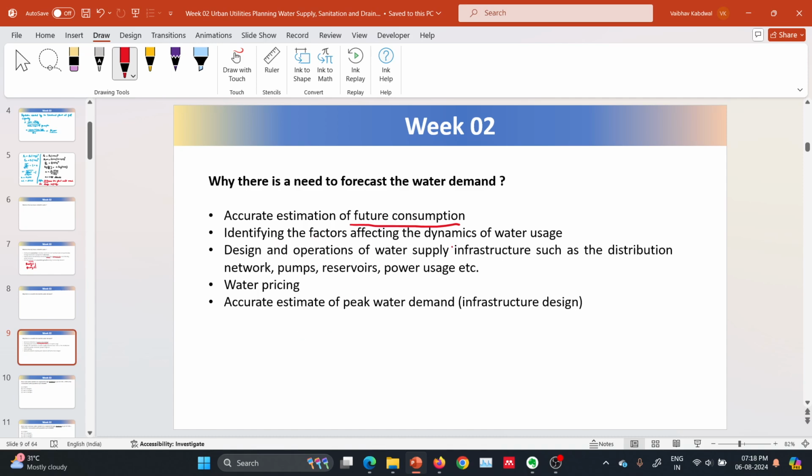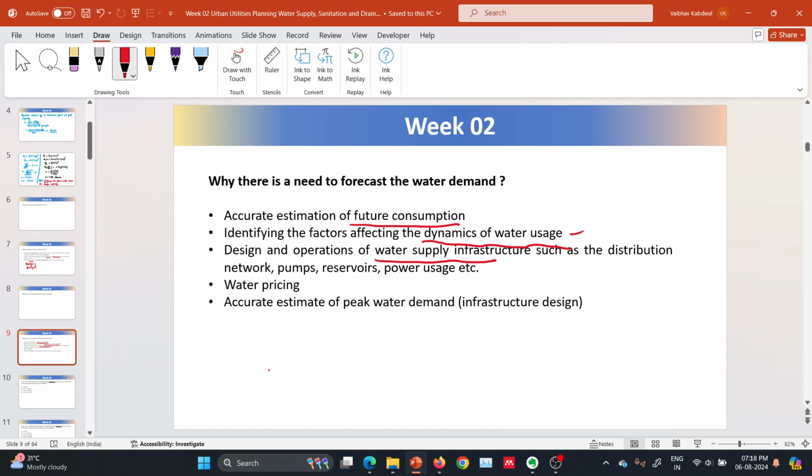And what are the factors which affect the dynamics of water usage? The dynamics here define what is the water available, what is the population, what are the cultural differences, and what is the attitude of people towards water. So these are the dynamics of water usage. And design and operation of water supply infrastructure. Like initially I told, we need to design the water supply infrastructure like water treatment plant. After that, we need to design the service reservoir.